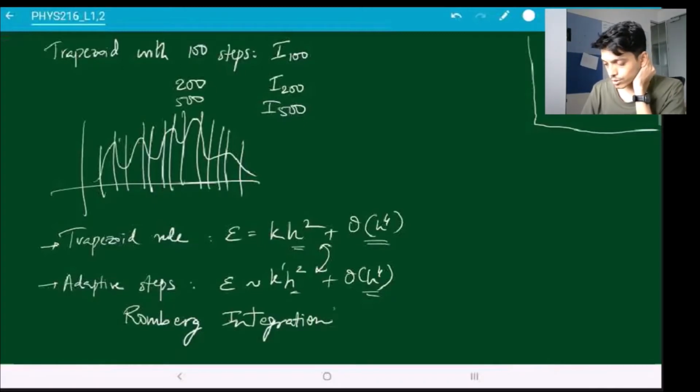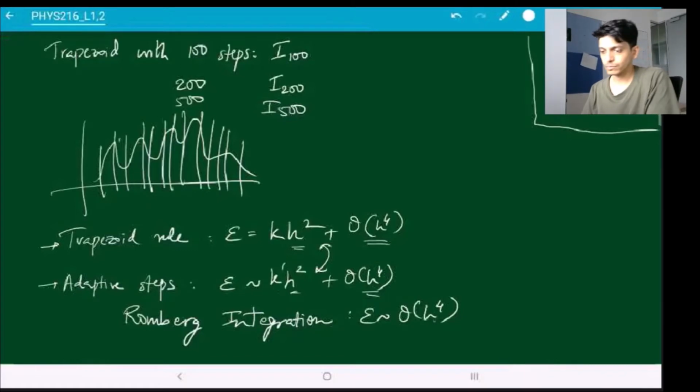So you can use the formalism of the adaptive steps to eliminate the error from trapezoid rule. This error is of the order of h to the 4. Just to give you some information about this method.